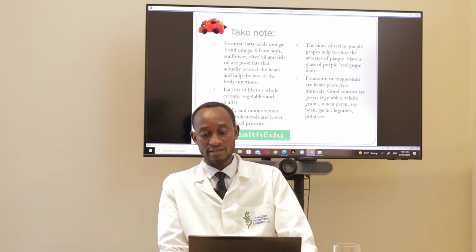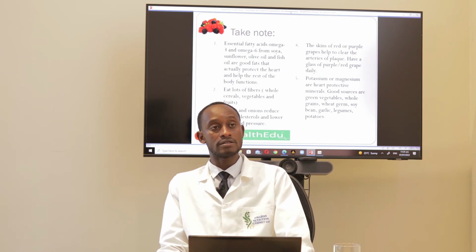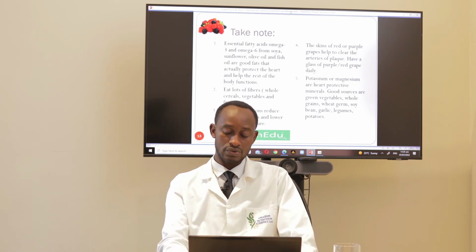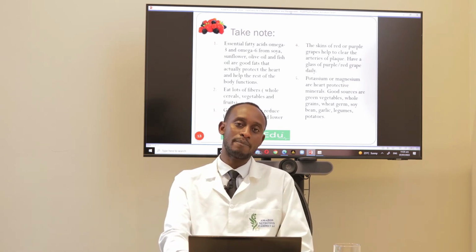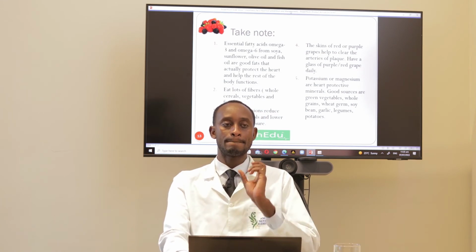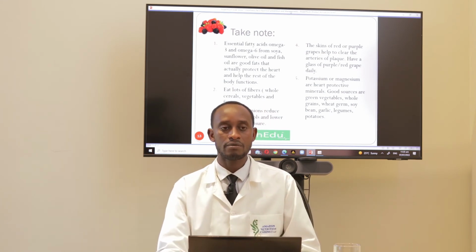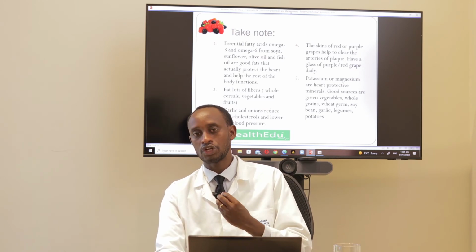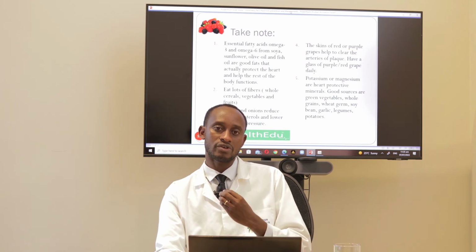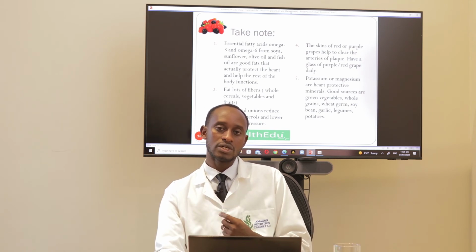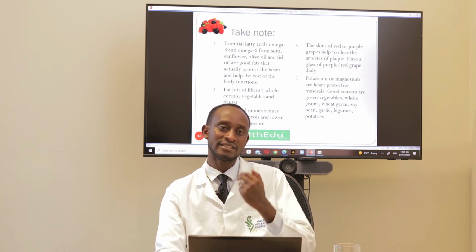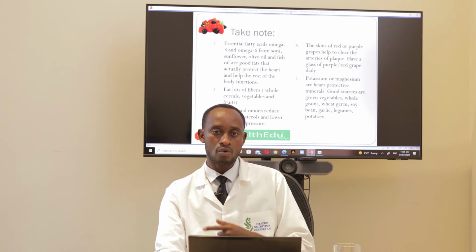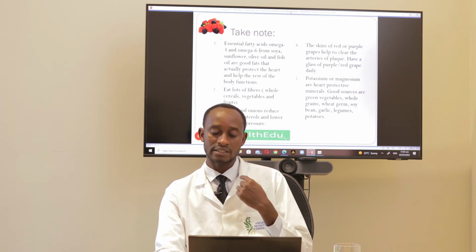Good sources are green vegetables, whole grains, wheat germ, soya beans, garlic, legumes and potatoes. All these are good sources of potassium and magnesium. Remember, potassium and magnesium play a very big role in strengthening the arterial walls and the cardiac walls, so that the heart, the arteries and the veins can allow the circulation of blood in a healthy way.